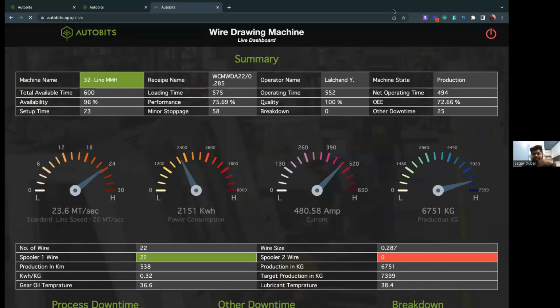Is my screen visible, Himanshuji? Yeah, it's visible. Okay. So now this is one of the dashboards for one of our clients who has got a wire drawing machine.